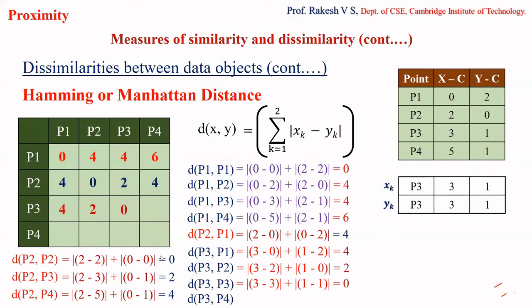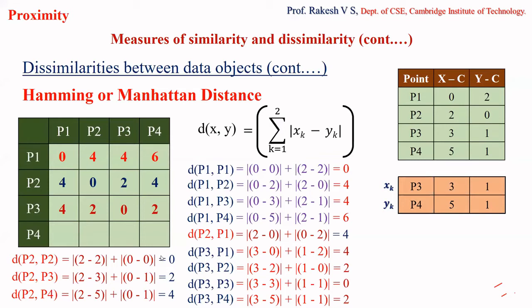Next, P3 with P4. When I consider P3 with P4, xk value is 3, 1 and yk value is 5, 1. So the final result will be 3 minus 5 plus 1 minus 1, which is nothing but 2. So I'll tabulate it as 2. Similarly, now the P3 row is done.